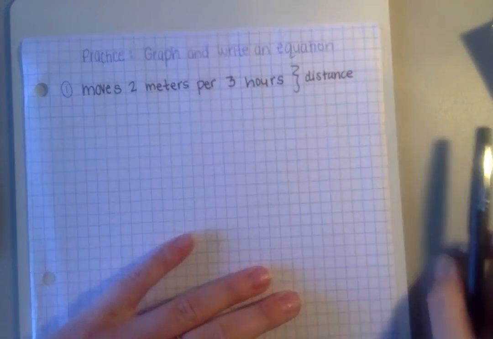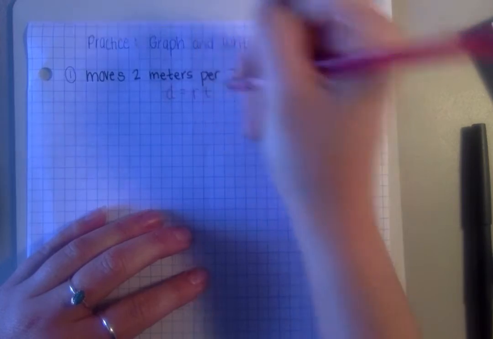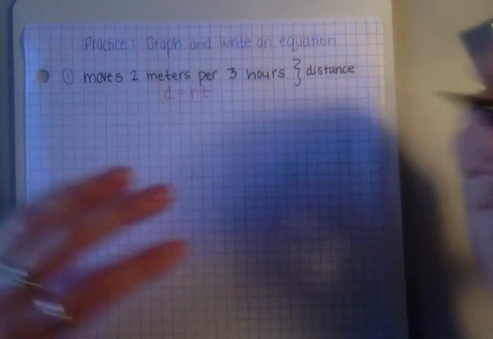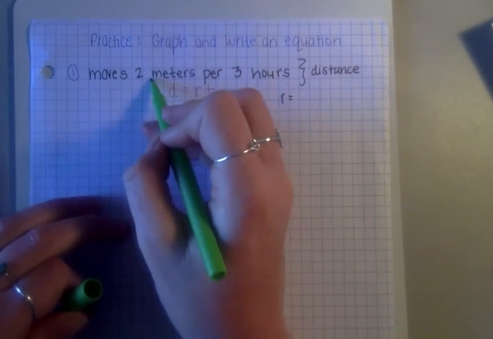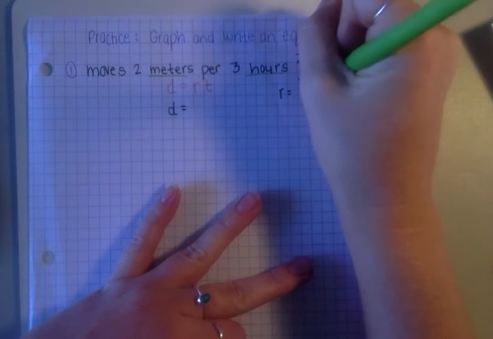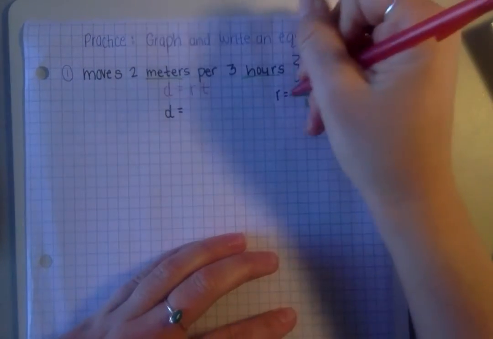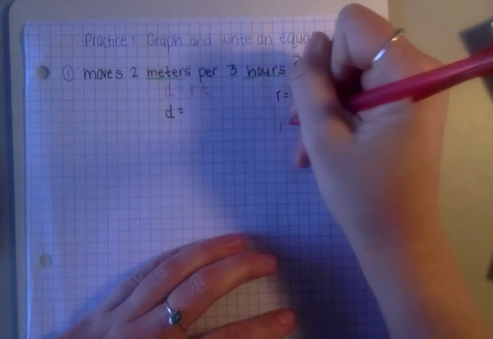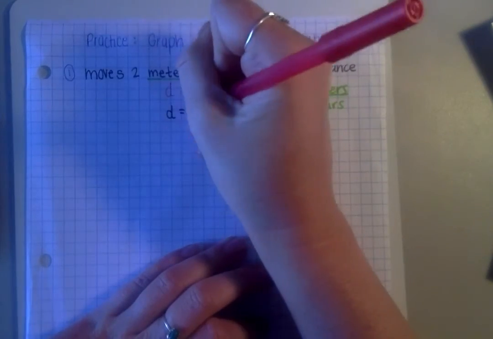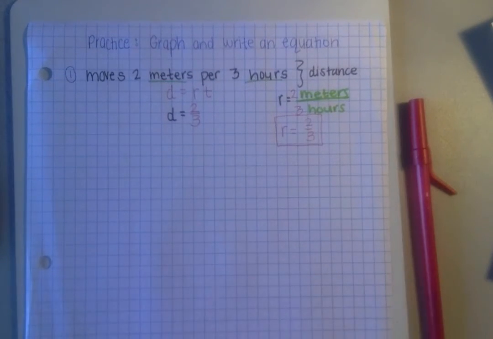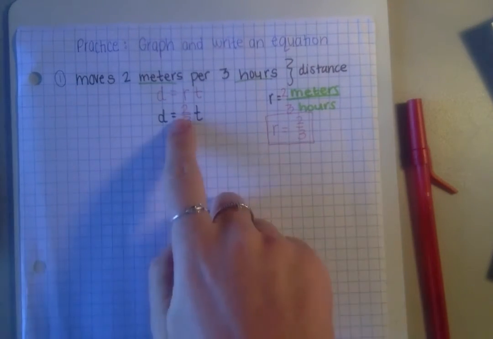So I know that I can use my distance formula, which is distance equals rate times time. If I wanted to plug in and make an equation, my rate here is talking about meters per hour. My rate is how many meters per hour. I know that my rate is 2 meters per 3 hours, so my rate is equal to 2/3. When I plug in R, I can plug in 2/3 times, well, I don't know how much time. It's going to depend on what I plug in for my time. So here's your formula: distance equals 2/3 times my time.